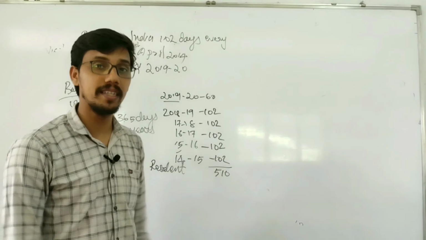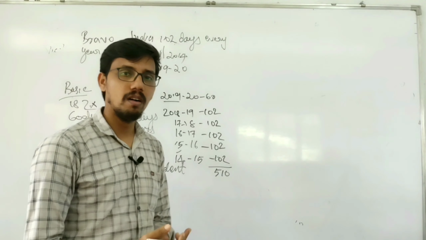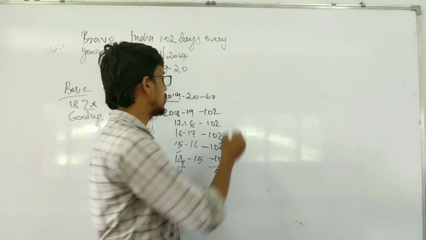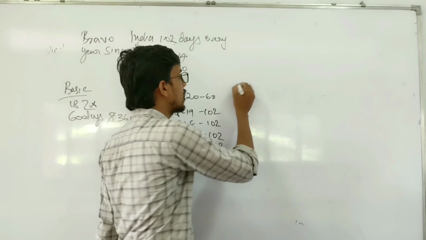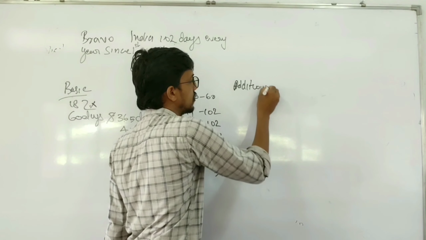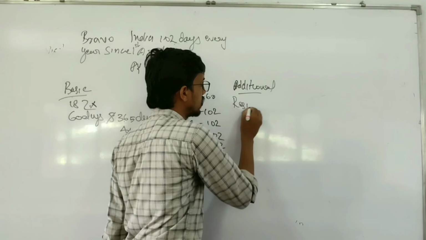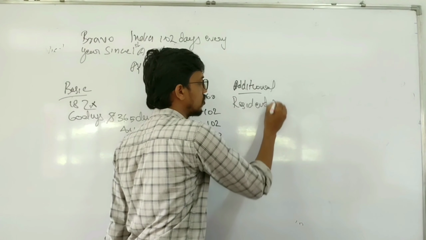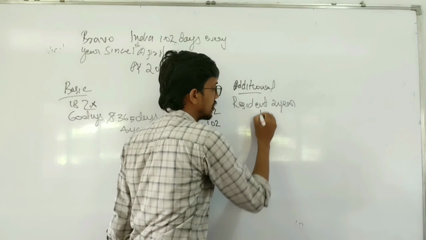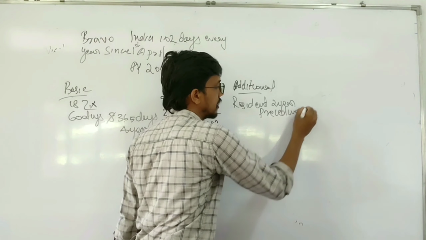Now we have to check the additional conditions also. So it is a bit complicated. Keep your eyes with me. Of course, you can understand it very easily. What is the additional condition? He shall be a resident for 2 years out of the preceding 10 years.